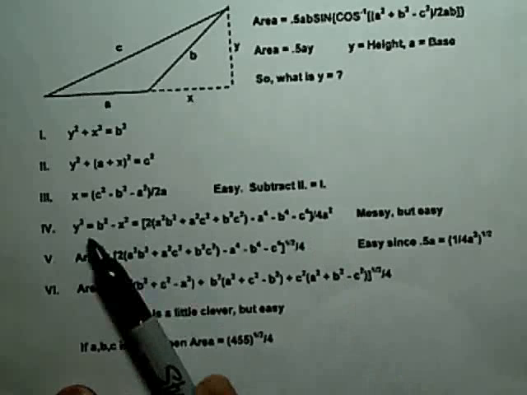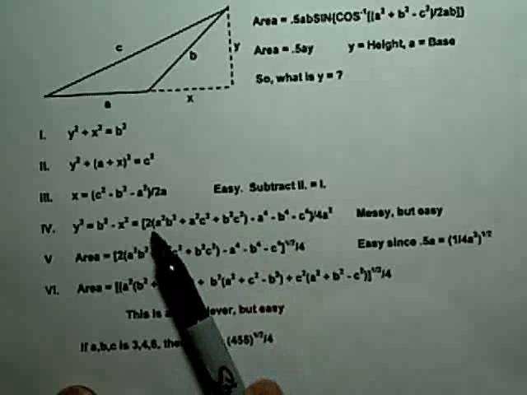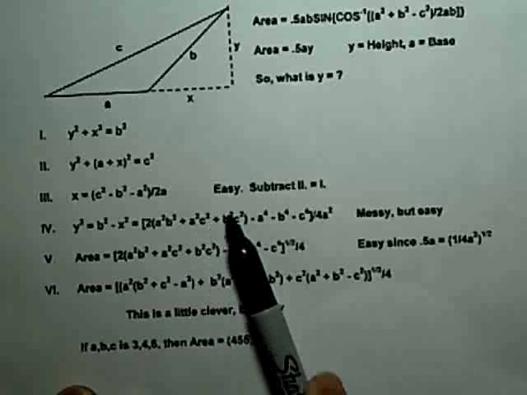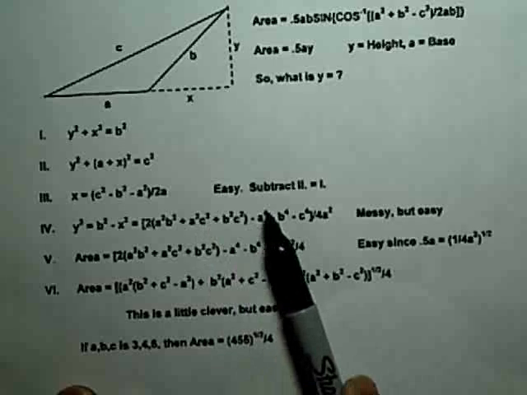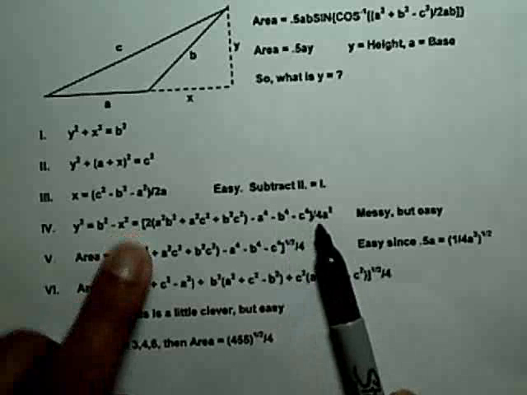And what you end up with is y squared is this number here, 2 times the quantity, a squared b squared plus a squared c squared plus b squared c squared, minus a to the 4th power minus b to the 4th power minus c to the 4th power, and then that whole quantity there, all divided by 4a squared.